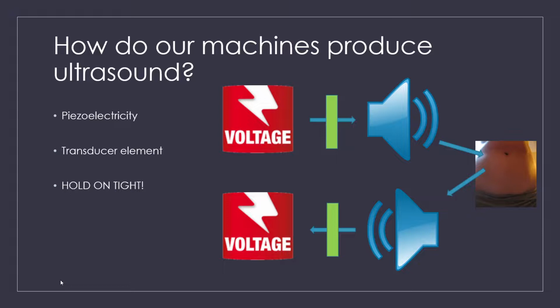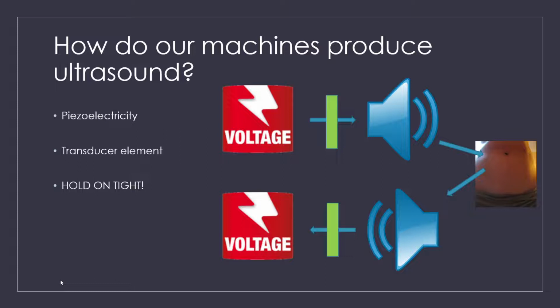Okay, so how do our machines produce ultrasound? Our ultrasound transducers, which are the things that you actually hold and put on the patient's body, operate according to a principle known as piezoelectricity. This principle states that some materials are deformed by an applied pressure and produce a voltage. And conversely, an applied voltage produces pressure and deforms the material.